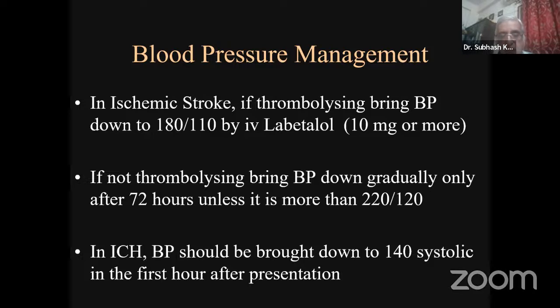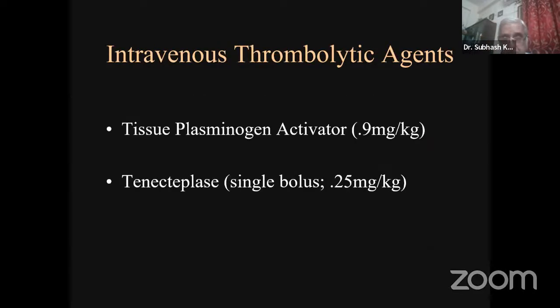But if we are not thrombolizing the patient, then we should not bring down the BP. We should bring down the BP only after 72 hours, because suddenly bringing the BP down in the first 24 hours can cause decreased perfusion in the brain, and it can precipitate the deficit. On the other hand, if it's a patient of brain hemorrhage, then we have to rapidly lower the blood pressure in the first 1 hour up to 140 systolic. So these BP recommendations are very important.